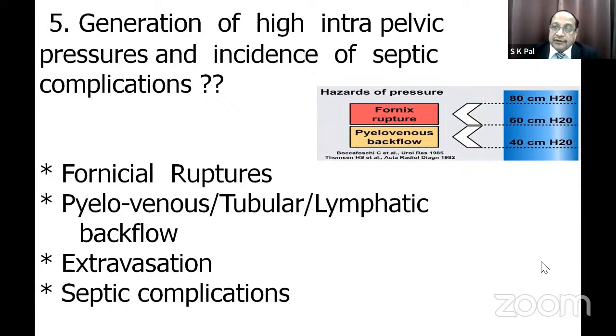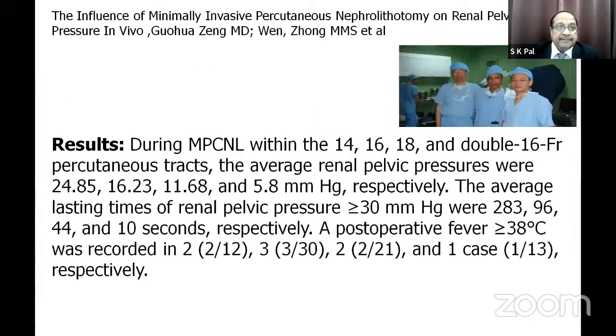The last point which we should consider when we are going to reduce the tract size is the generation of high intrapelvic pressures and the incidence of septic complications. We know that even at as low as 40 centimeters of water pressure, pyelovenous backflow starts. And when the pressure goes to 60 to 80 centimeters, fornicial rupture can take place. And if there is the smallest amount of infection within the stone, or if the urine is infected, there is a chance of septic complication.